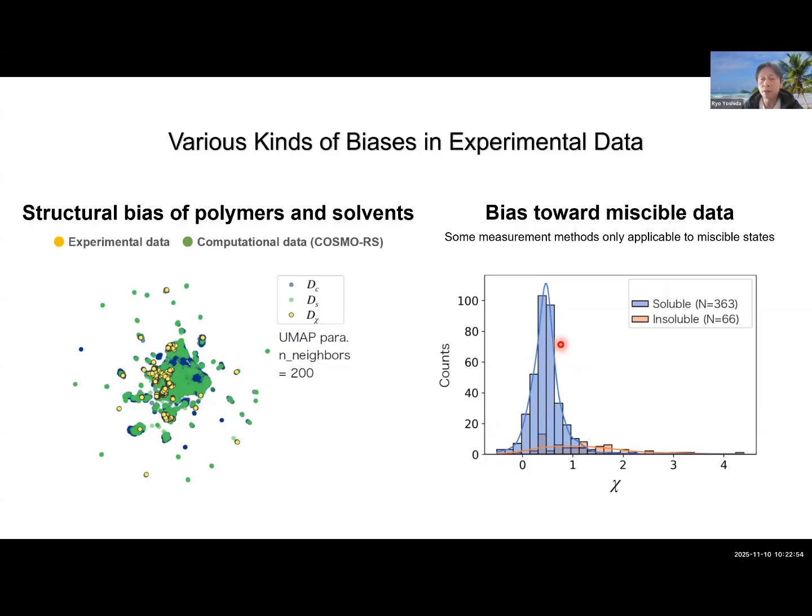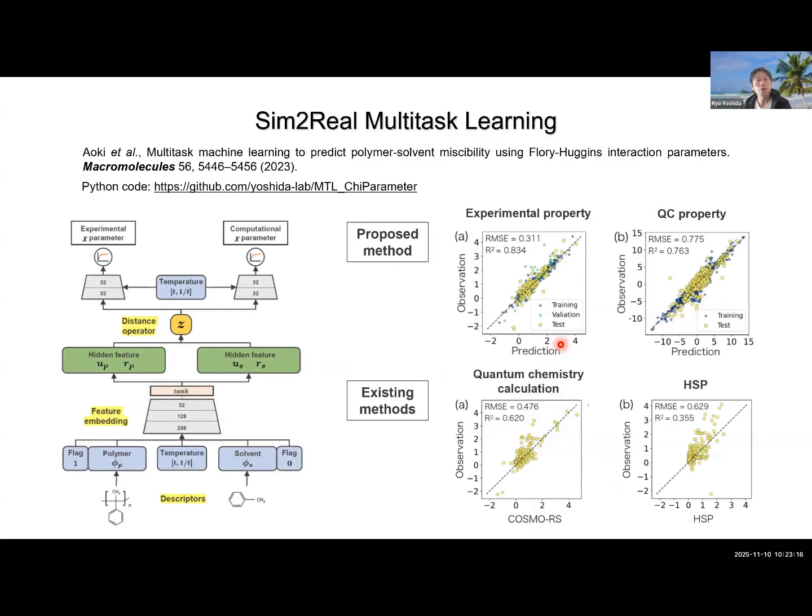Okay, so this might be the selection bias of the researchers who are interested in the study of polymer-solvent miscibility. They prefer to observe more data on miscible pairs of polymer and solvent. So in order to reduce such a bias in experimental data, we now use two different kinds of data: the experimental chi parameter and the computational chi parameter from quantum chemistry calculation.